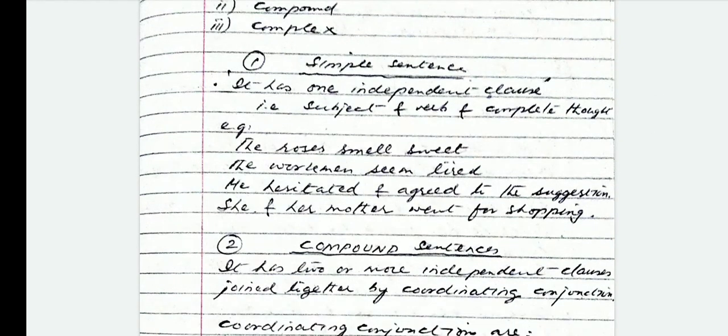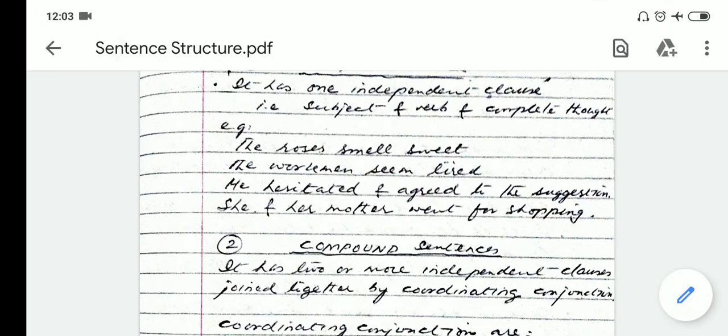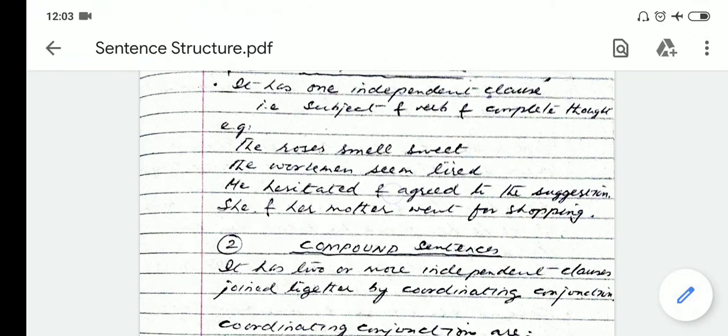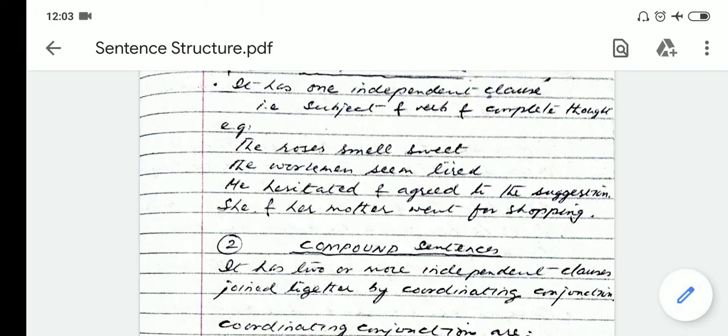In this sentence, "He hesitated and agreed to the suggestion," there is one subject and two verbs and, of course, a complete thought. So a simple sentence can have one subject and more than one verb, as you can see here: hesitated and agreed.